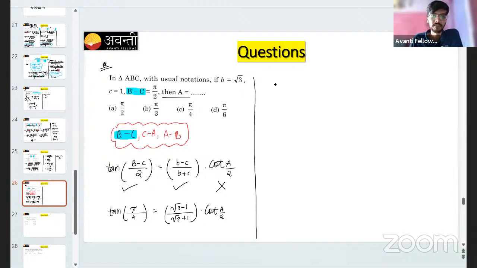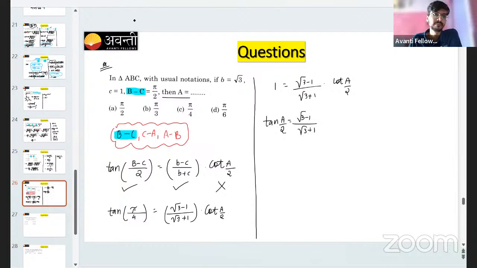Tan pi by 4 is 1, is equal to (root 3 minus 1) upon (root 3 plus 1) into cot A by 2. If I take cot to that side, tan A by 2 will become reciprocal, is equal to (root 3 minus 1) upon (root 3 plus 1).